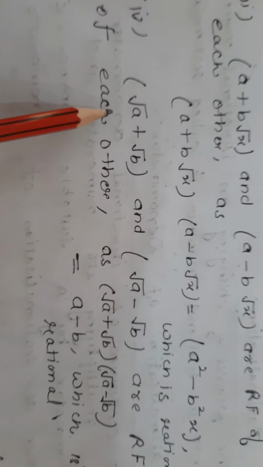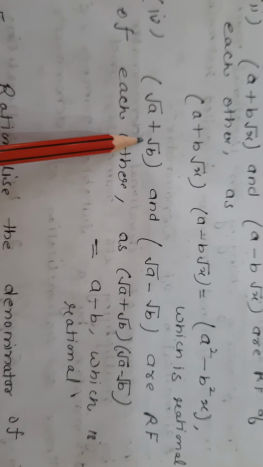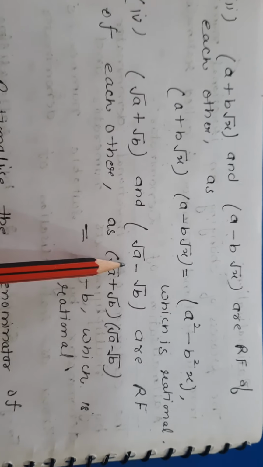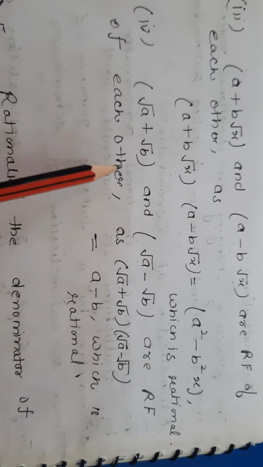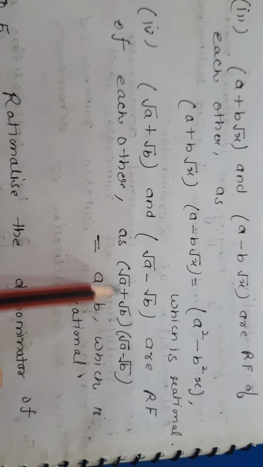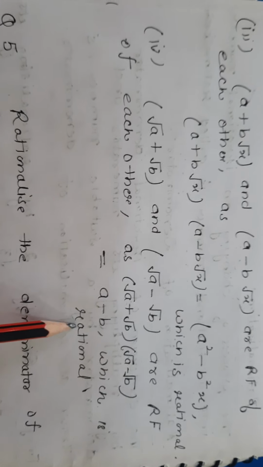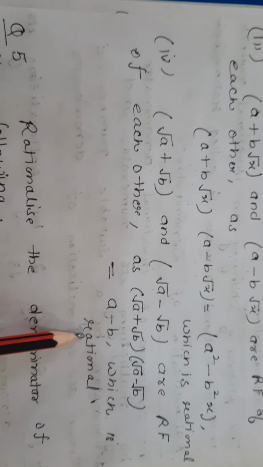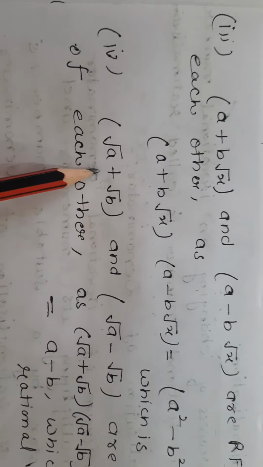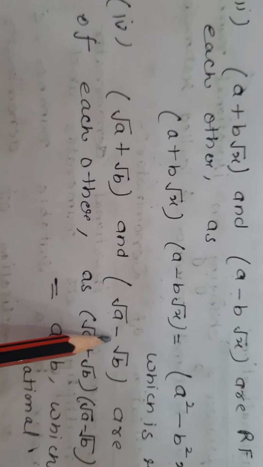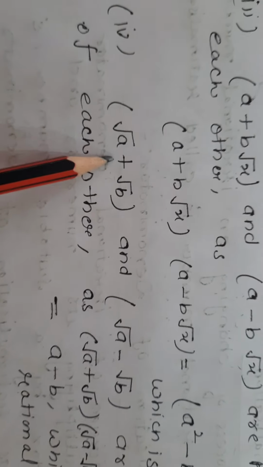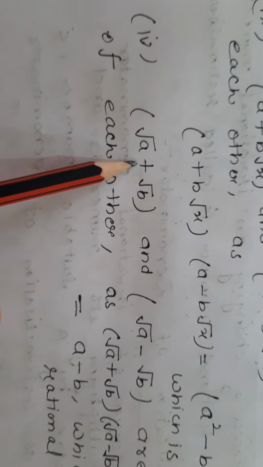The last, square root of a plus square root of b and square root of a minus square root of b. These two are also rationalizing factors of each other. You can check this. You multiply them, the answer is going to be a rational number. Now, if we have a positive sign, its rationalizing factor will have a negative sign. If it is negative in the question, you will take the positive as the rationalizing factor.